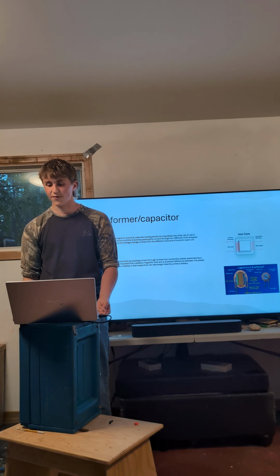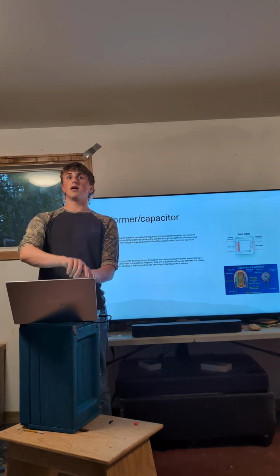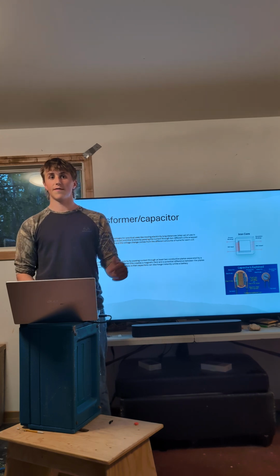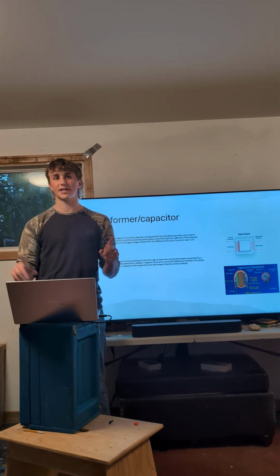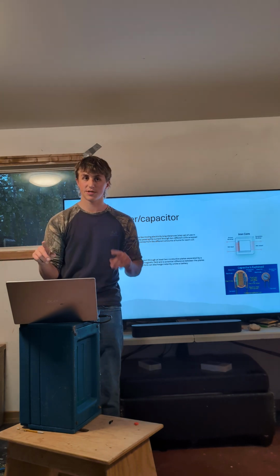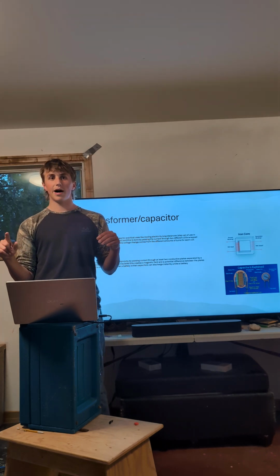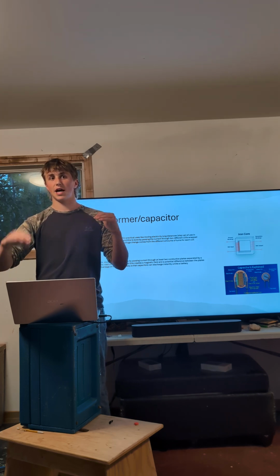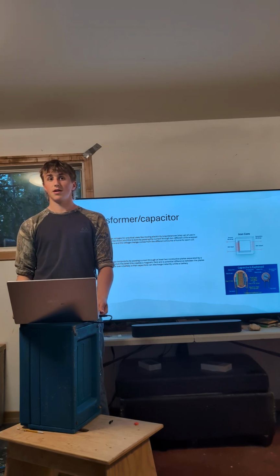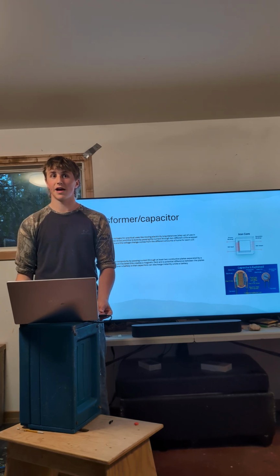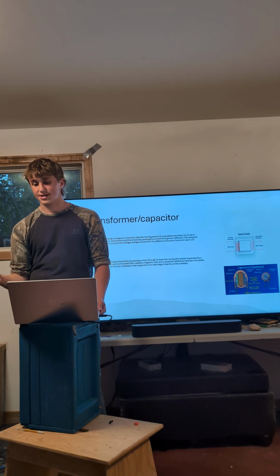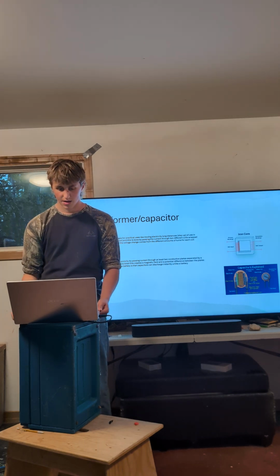Transformers work by having a central core that is fully enclosed, and you have two different windings, primary and secondary windings, and they step the voltages up and down by having different amounts of winding on each side. So to step up, you would have more windings in the secondary, and to step down, you'd have less.